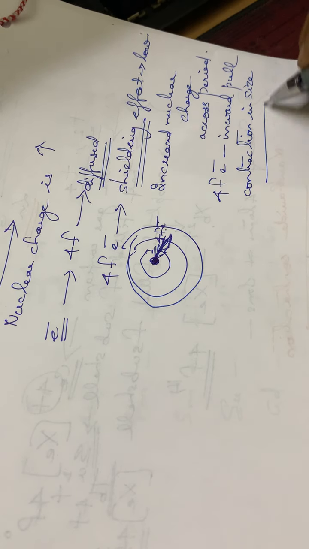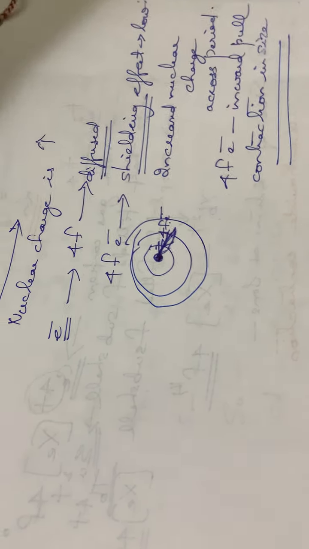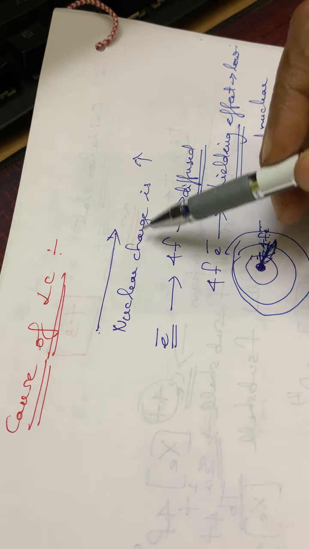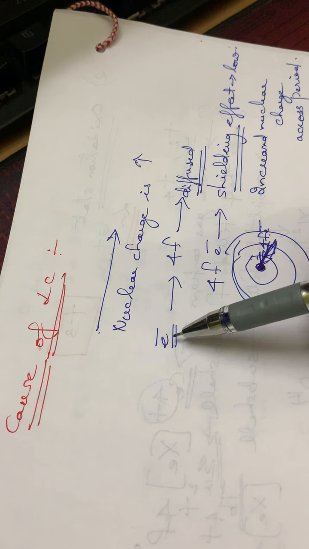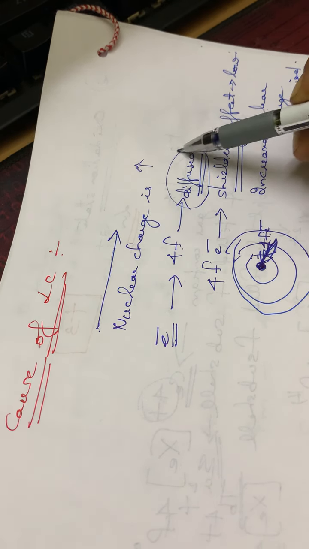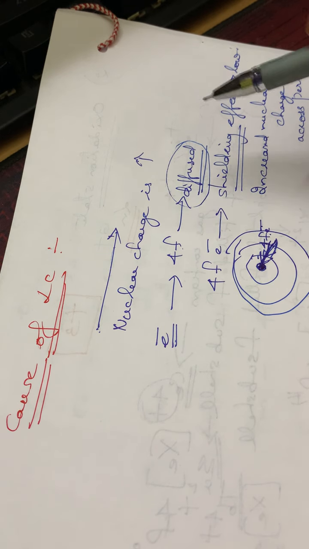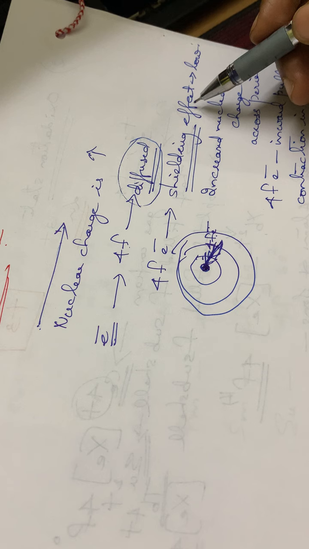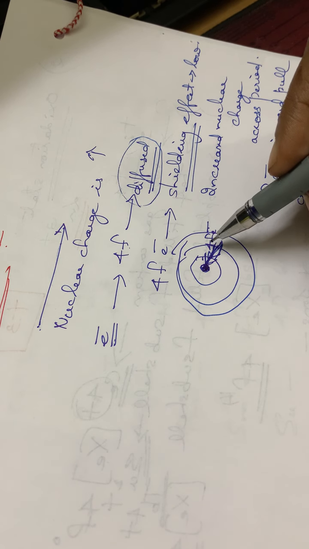Okay, so this is the cause of lanthanide contraction. Let's see it once again. Along a period, what happens? Nuclear charge increases. At the same time, the electrons are entering the 4f orbital, and the shape of the 4f orbital is somewhat diffused. Again, these 4f electrons have a very low shielding effect. Hence, it can't overcome the increased nuclear charge.